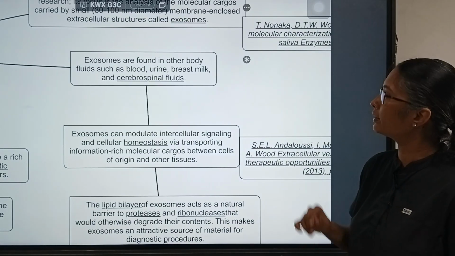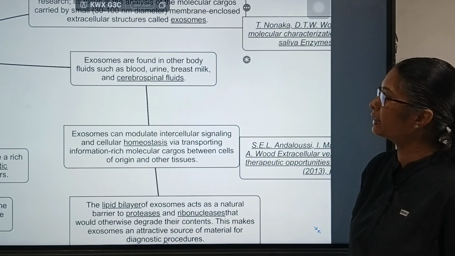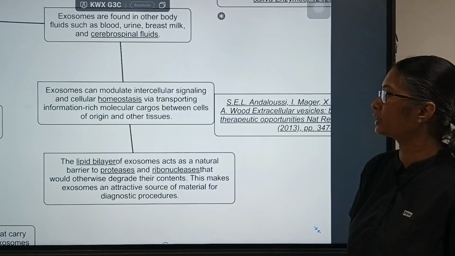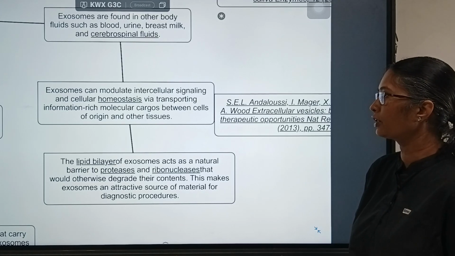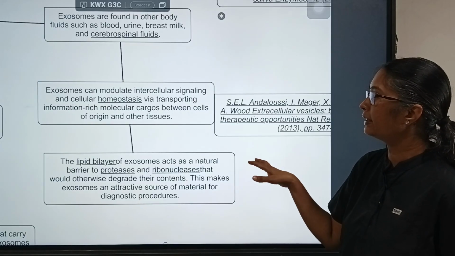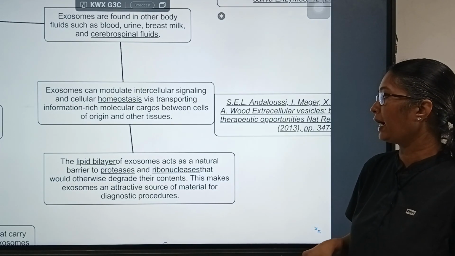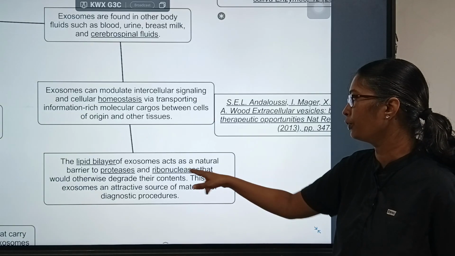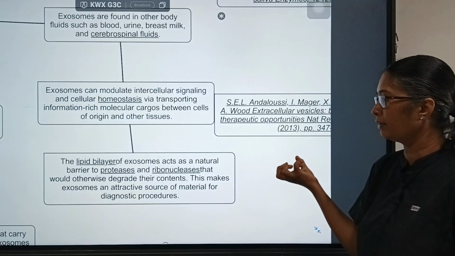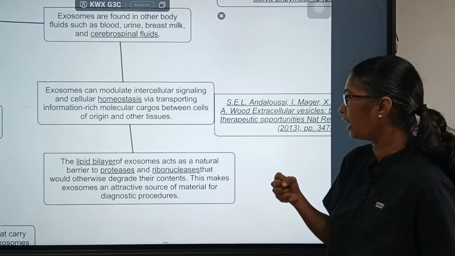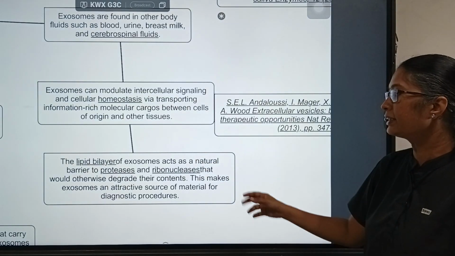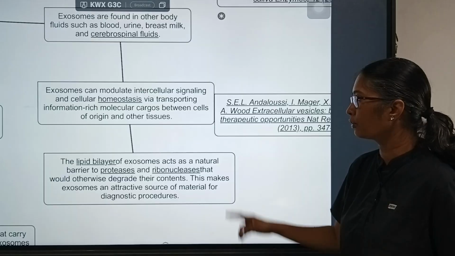So exosomes are found in other body fluids as well, such as blood, urine, breast milk and cerebrospinal fluids. Exosomes can modulate intercellular signaling and cellular homeostasis via transporting information-rich molecular cargoes between cells of origin and other tissues. This is how the exosomes act as a signaling mediator. And the lipid bilayer of exosome acts as a natural barrier to proteases and ribonucleases that would otherwise degrade their contents. So as I said, it is a lipid enclosed vesicle which contains a lot of cargoes. So those cargoes are protected because of the lipid bilayer, which is otherwise degraded by these enzymes. And this makes exosomes an attractive source of material for diagnostic procedures.